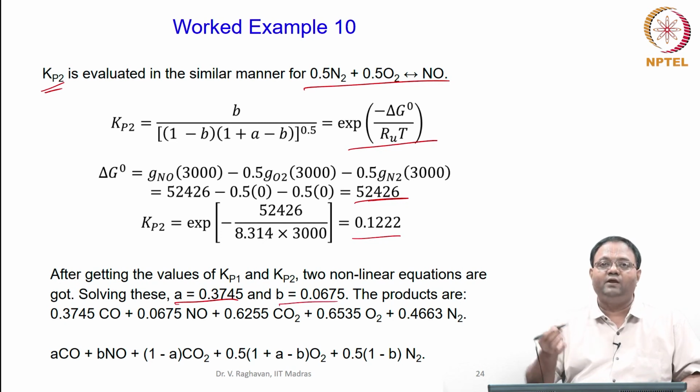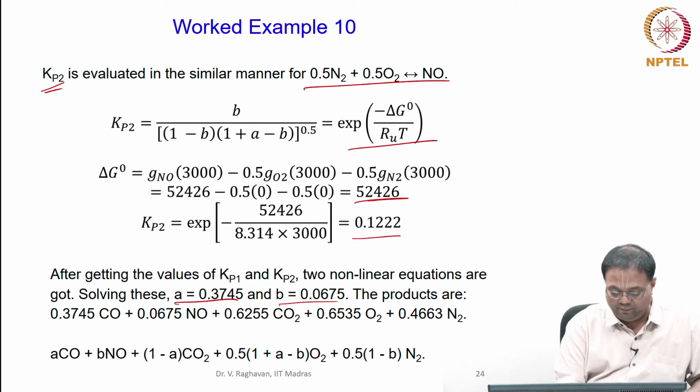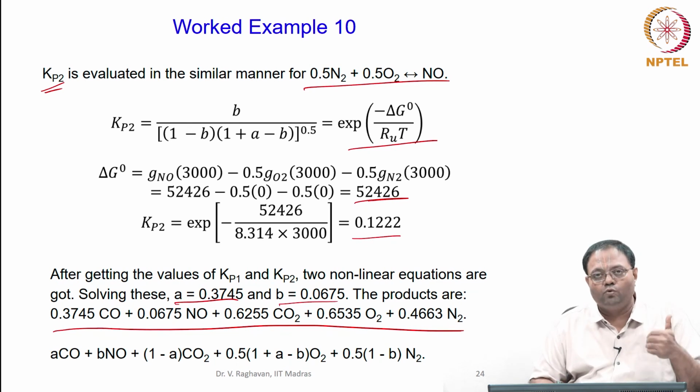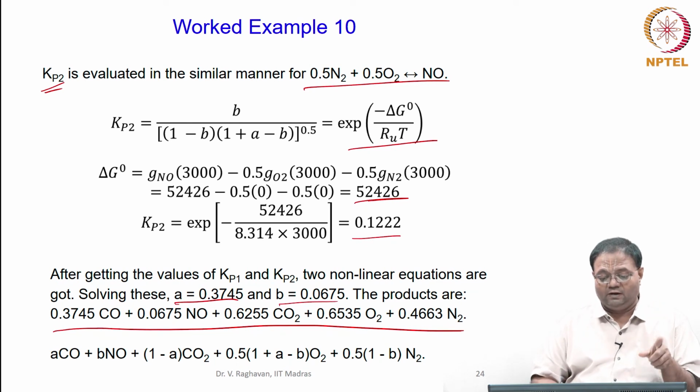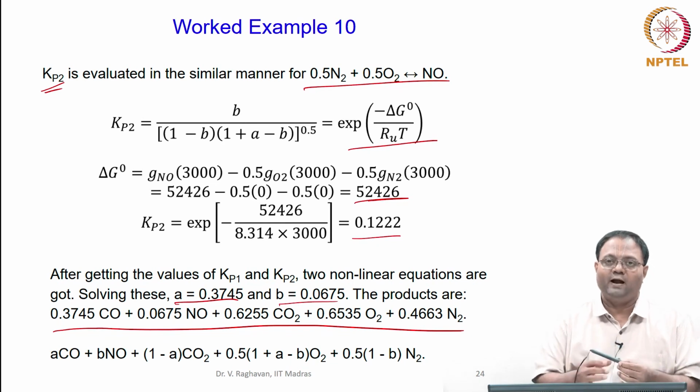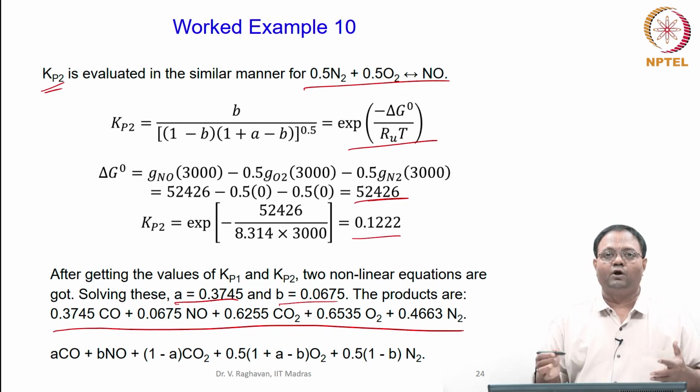Now I calculate C, D, E, etc., because they are dependent on A and B values, and you can write the mixture as this. So here you have seen using two equations, and please understand that since non-linear equations are involved, you cannot always solve this by hand. You have to use computer programs, especially when more equations are involved and more unknowns are there.